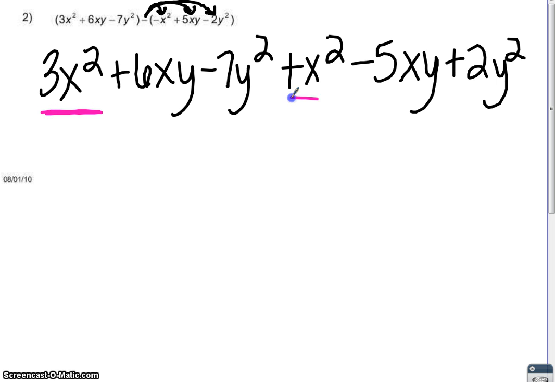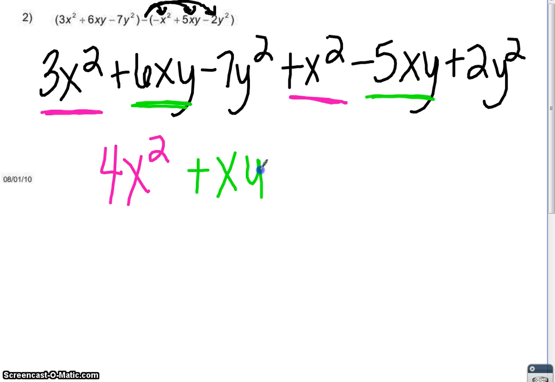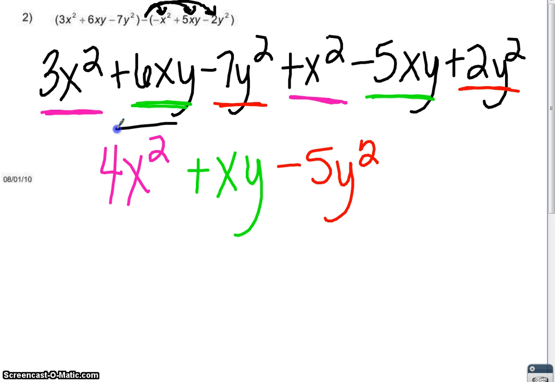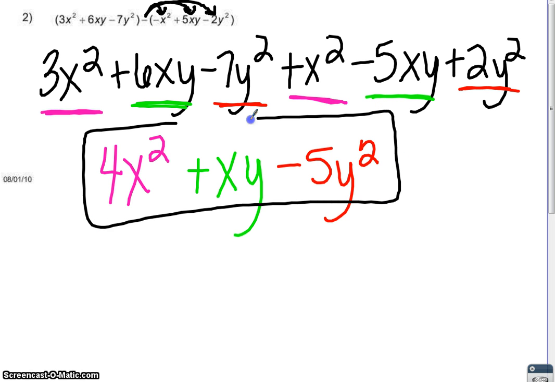So I have a 3x squared and a 1x squared, so I end up with 4x squared. I have a plus 6xy and a minus 5xy, so I'm going to have just xy, or you can write 1xy. I have a minus 7y squared and a plus 2y squared, so I end up with a minus 5y squared. So again, once we've distributed and combined like terms, that is my answer. So let's flip the page and look at a few more sample problems.